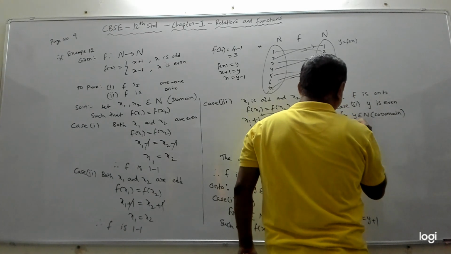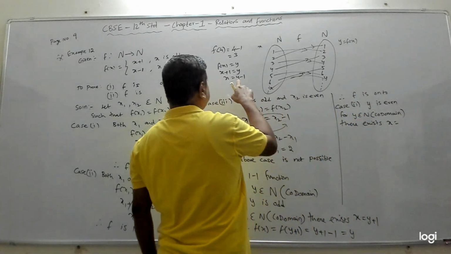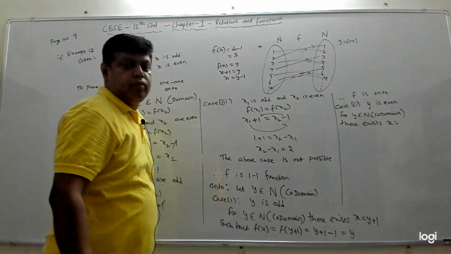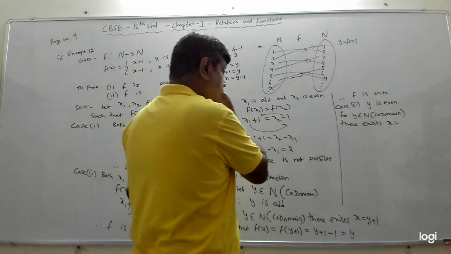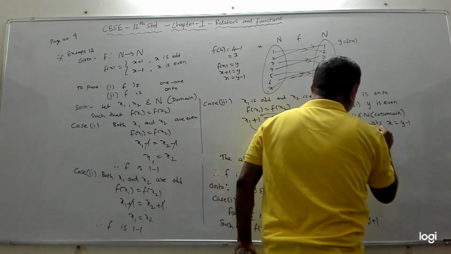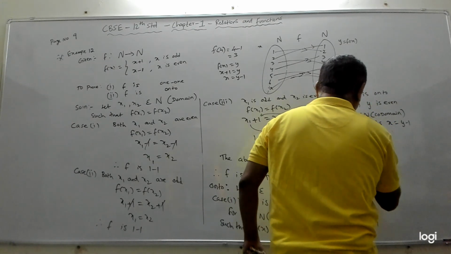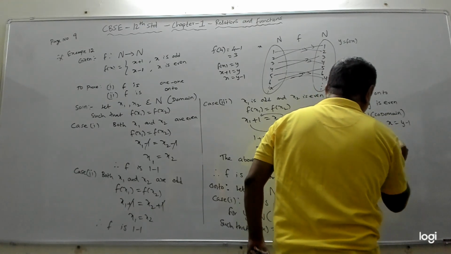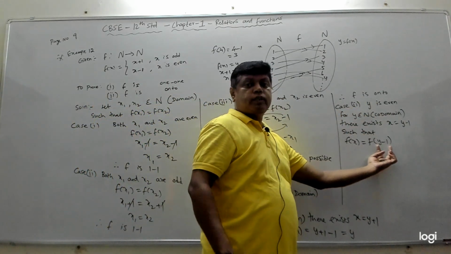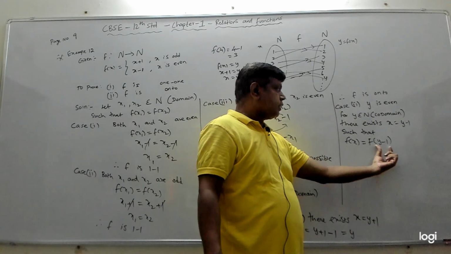There exists x equal to, what is our x? X should be equal to y minus 1. In the earlier case your x is equal to y plus 1, and in this case your x is y minus 1, such that f of x is equal to f of y minus 1. And what is f of y minus 1? Y is even. If y is even, y minus 1 is odd. From the even number, if you subtract 1, it will become an odd number, which is our x. X is an odd number.